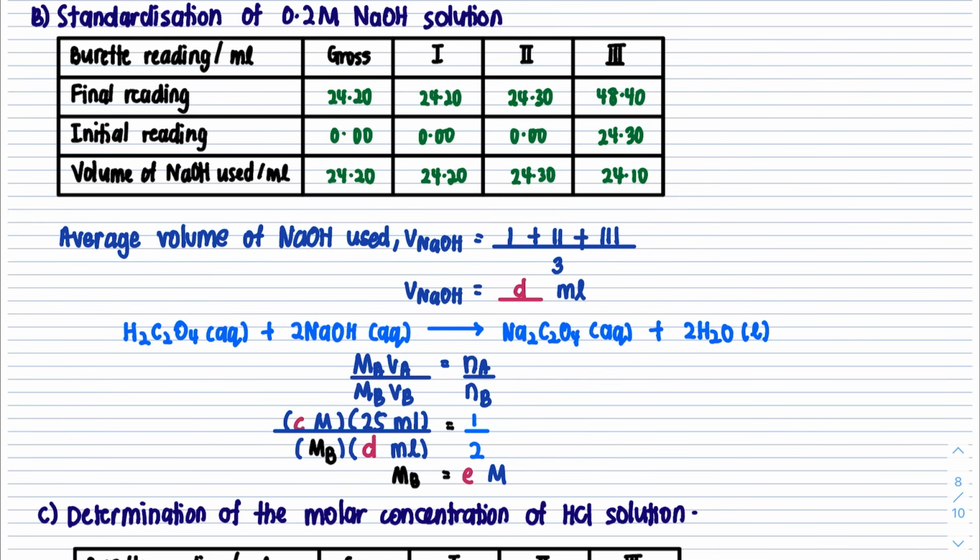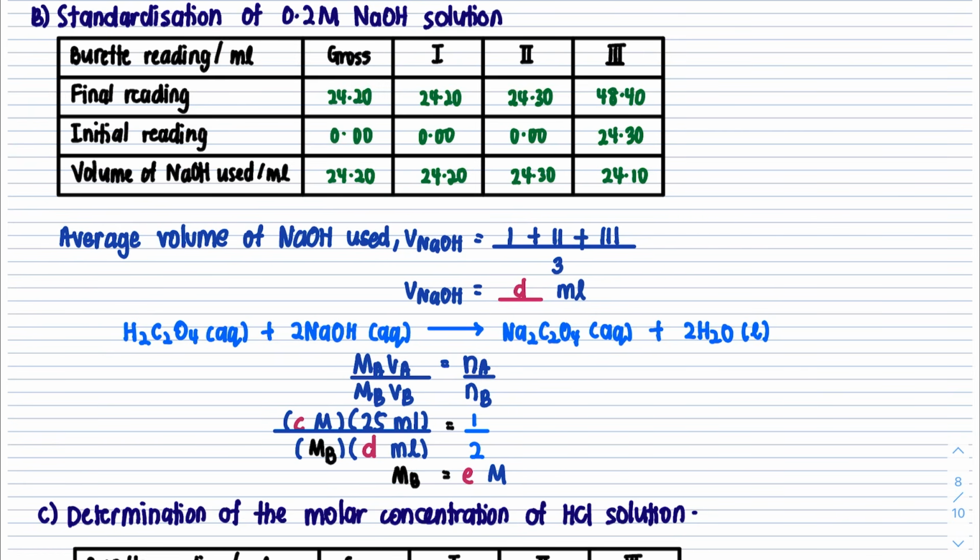However, when you calculate the average volume, you will only use readings 1, 2, 3. The gross reading means estimation, so we will not use this estimation to calculate the average volume. Gross is just for estimation. Once you know how many mL of NaOH will be used, then you do it 3 more times. Then these 3 values will be included, so that's why I've mentioned 1, 2, 3. This one, no need for the gross value. From here, you can find the volume of NaOH.